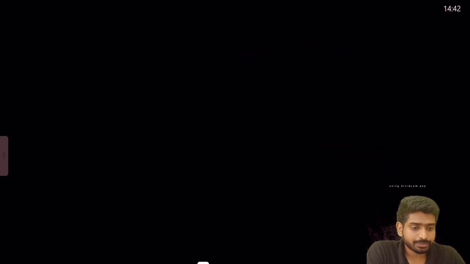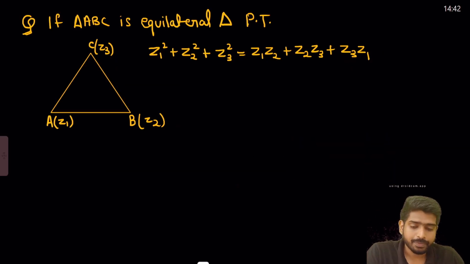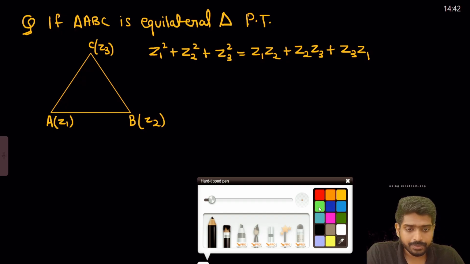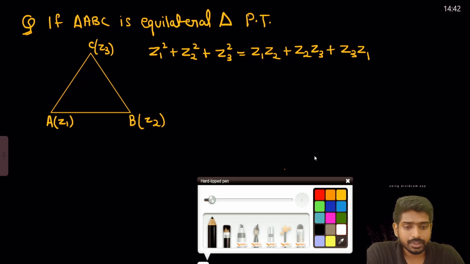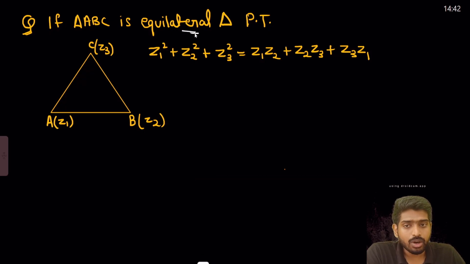Suppose we'll solve this question. In this question they gave: if ABC is an equilateral triangle, meaning all the side lengths are the same, then prove that z1 square plus z2 square plus z3 square is equal to z1 multiplied by z2 plus z2 multiplied by z3 plus z3 multiplied by z1. Got it? So first of all, here we will use the rotation theorem.